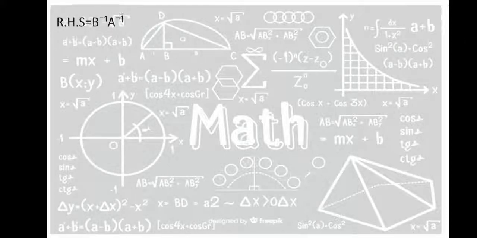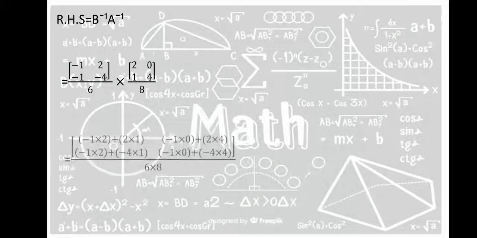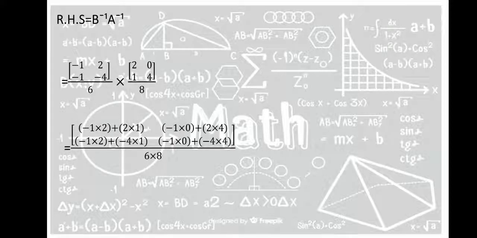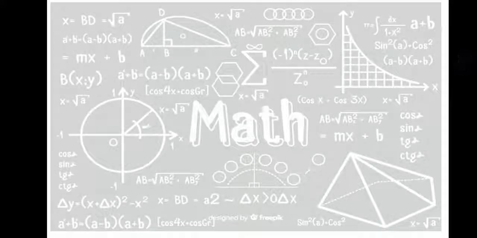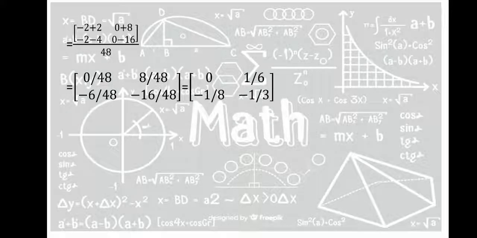For right hand side, B inverse A inverse, multiply both the terms. So it will become -1 multiplied by 2 plus 2 multiplied by 1, -1 multiplied by 0 plus 2 multiplied by 4, -1 multiplied by 2 plus -4 multiplied by 1, -1 multiplied by 0 plus -4 multiplied by 4, and 6 multiplied by 8 is 48. So it will become -2 plus 2, -2 minus 4, 0 plus 8 and 0 minus 16 over 48, 0 divided by 48, -6 divided by 48, 8 divided by 48, -16 divided by 48.